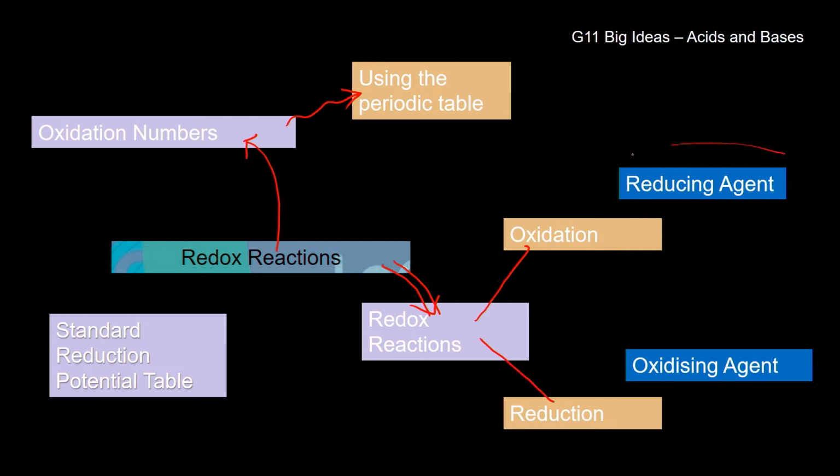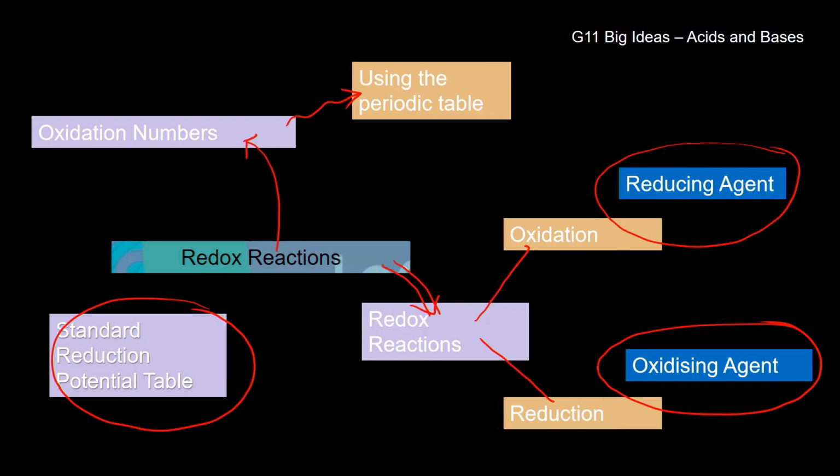We then speak about a reducing agent and an oxidizing agent. So these are all words, they're terminology that you need to understand and that you need to be able to write the definition of. The standard reduction potentials table is something we're going to look at in another lesson. It is also really important in writing balanced redox reactions, and so that we will look at in detail during our consolidation lesson, not today.